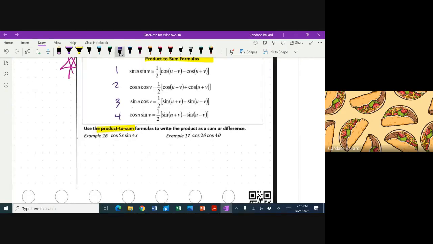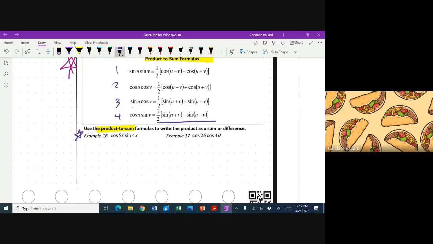So looking at this first one in example 16, which formula am I going to use? 1, 2, 3, or 4? What do you guys think? 1, 2, 3, or 4? Help me out in the chat. In the room, you guys can just say it out loud if you want. What are we thinking? Good. All right, I'm seeing a lot of good things. We are recognizing that we have to use formula number 4, the cosine times sine.